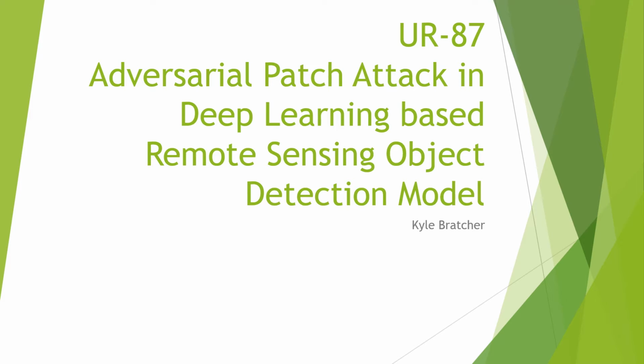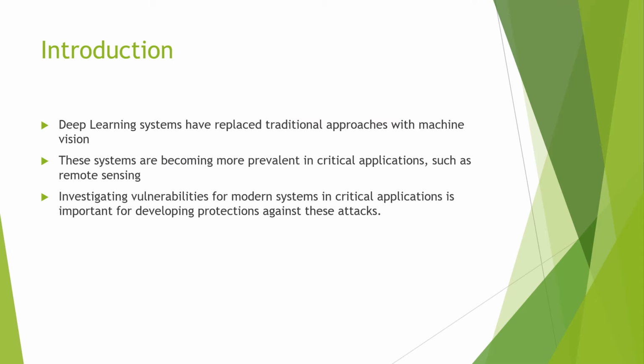I am the primary author for UR-87, Adversarial Patch Attack and Deep Learning-Based Remote Sensing Object Detection Model. As an introduction, deep learning systems have replaced many traditional approaches within machine vision, and these new object detection systems based on deep learning are becoming incredibly prevalent and critical in many important applications. However, these systems are still vulnerable to many different attacks.